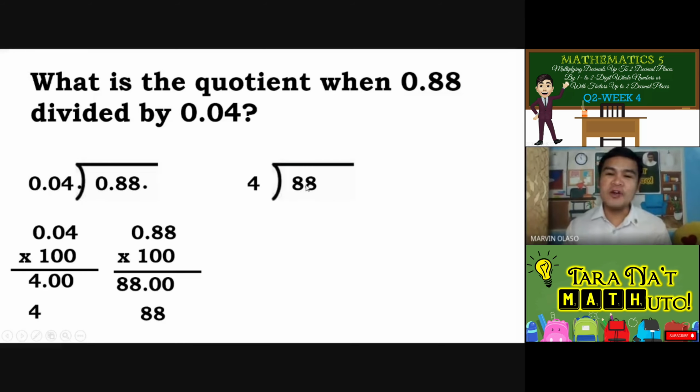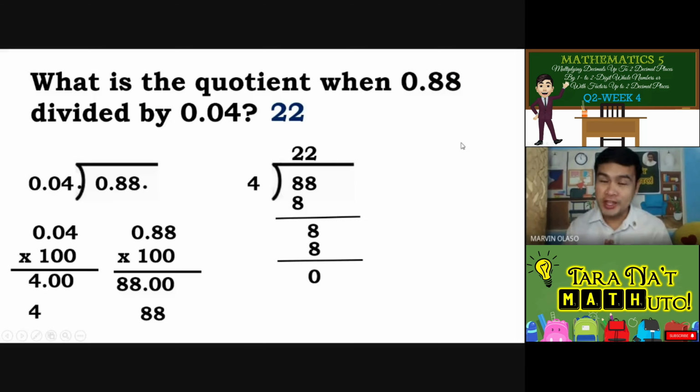So, let's divide now 88 divided by 4. Step 1, 8 divided by 4. How many? We have 2. Because 2 times 4 is 8. So, 8 minus 8. So, wala na. Huwag mo nang ilagay ang 0. Then, bring down 8. 8 divided by 4. Still, we have 2 times 4. We have 8. It means there is no remainder. So, 88 hundredths divided by 4 hundredths, the answer is 22. Did you understand? Because 88 hundredths divided by 4 hundredths is just like 88 divided by 4.